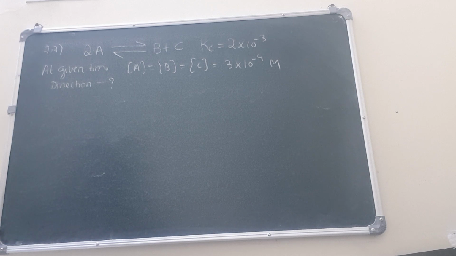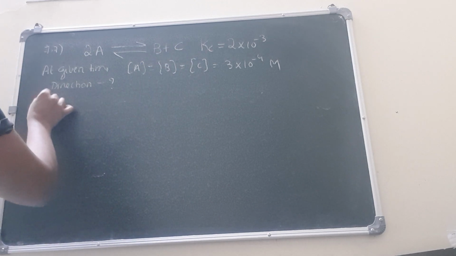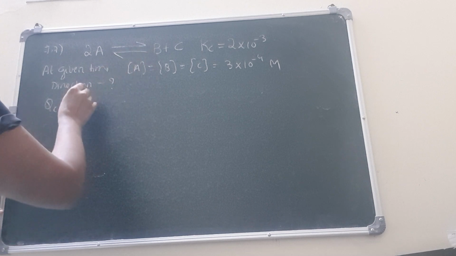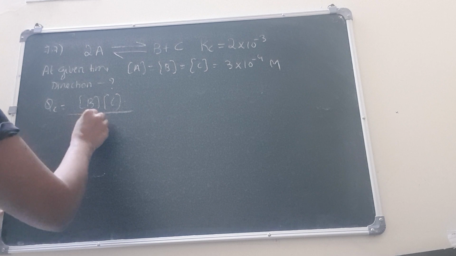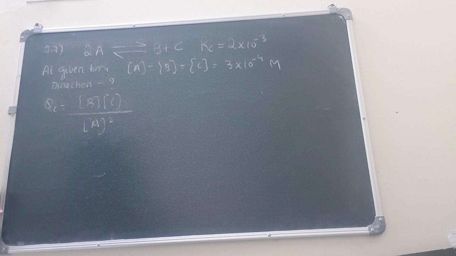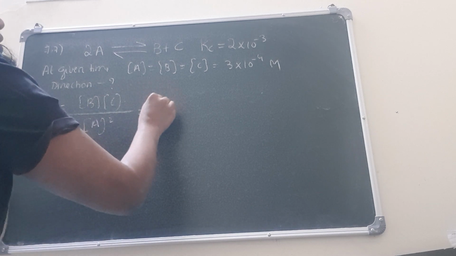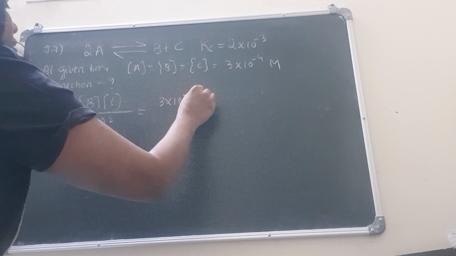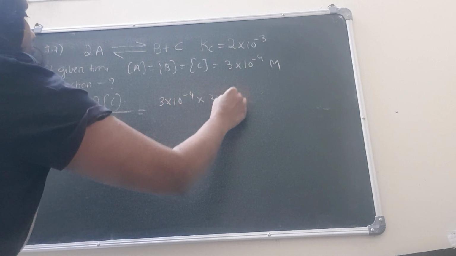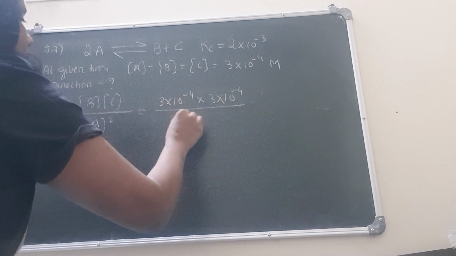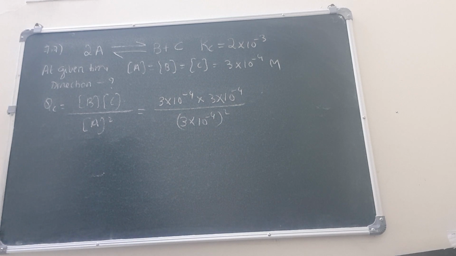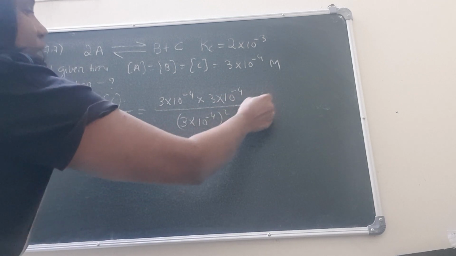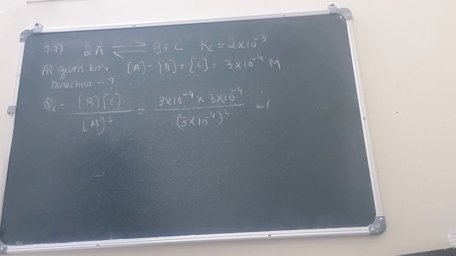So Kc is already given. I just have to find Qc here. What will be Qc here? The concentration of the products and reactants raised to the power 2. So the concentration of everything is given to me. Right, so it is 3 into 10 power minus 4 multiplied by 3 into 10 power minus 4 divided by 3 into 10 power minus 4 whole square. And if you see, this is the same power, everything is going to be cancelled out and it is 1.